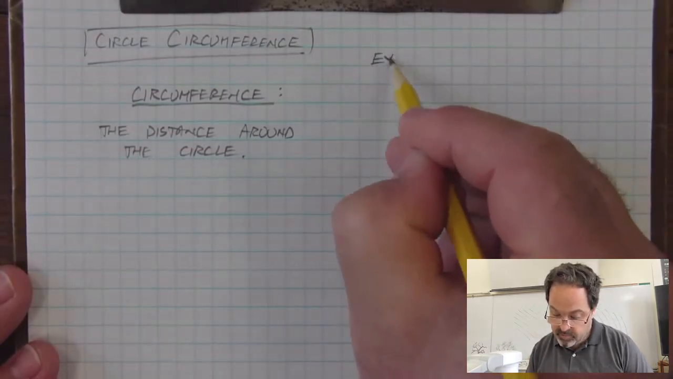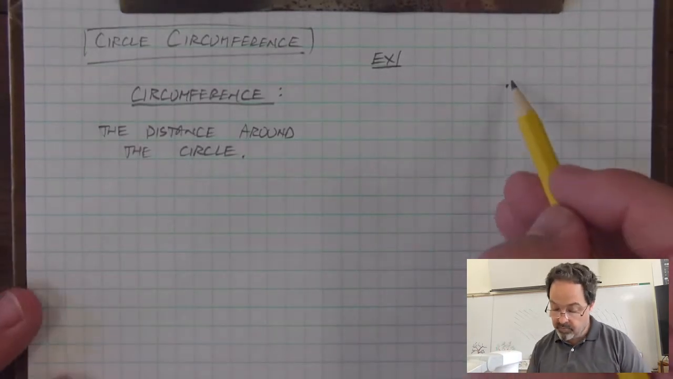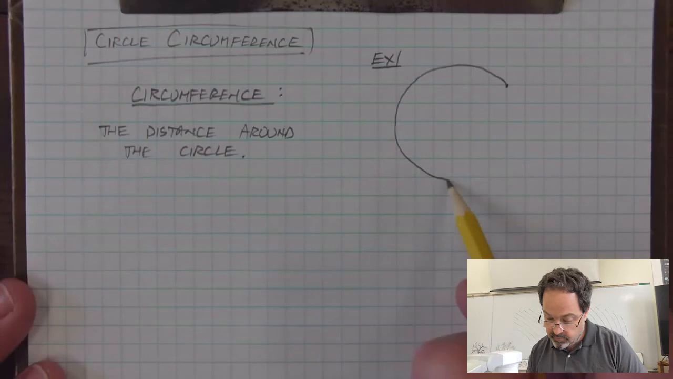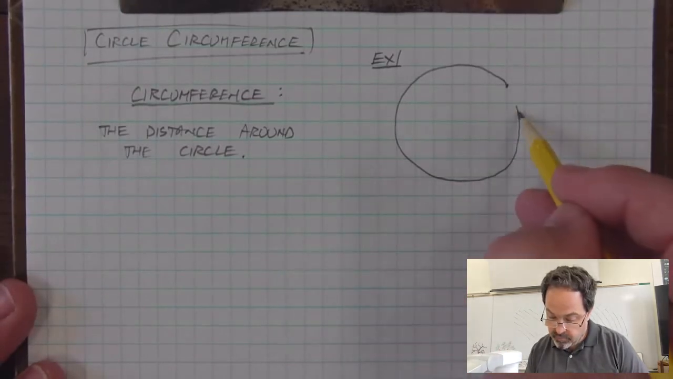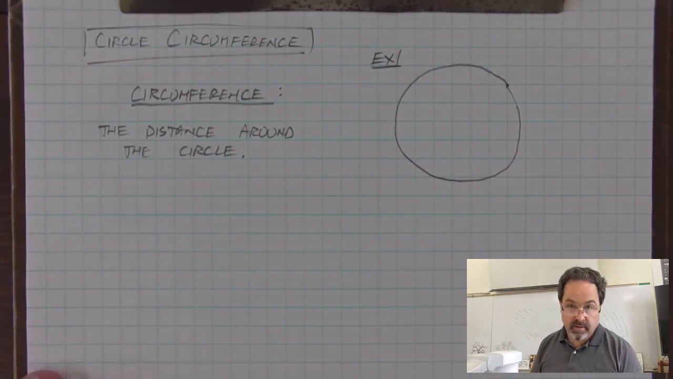If we started at a point on a circle, the circumference would be the distance that we'd have to travel to go all the way around the circle to our starting point. It's like a perimeter of a shape.